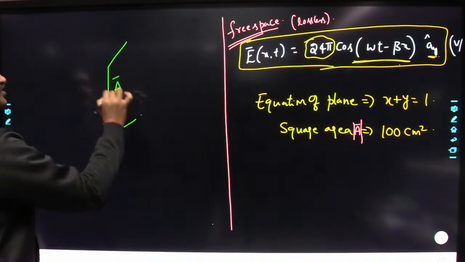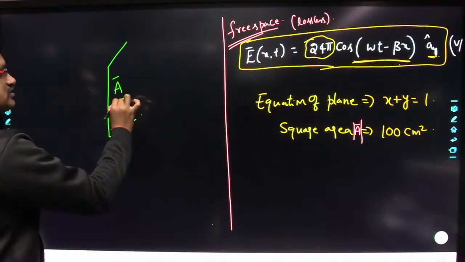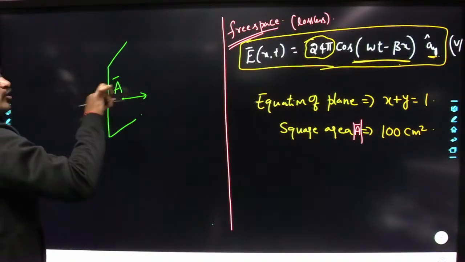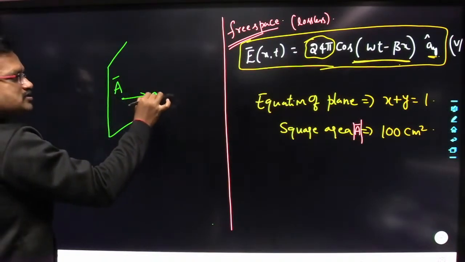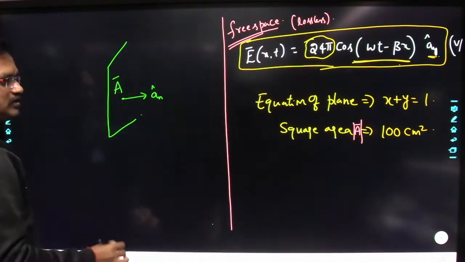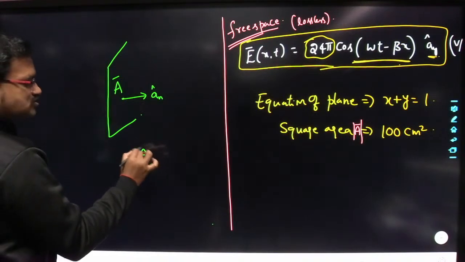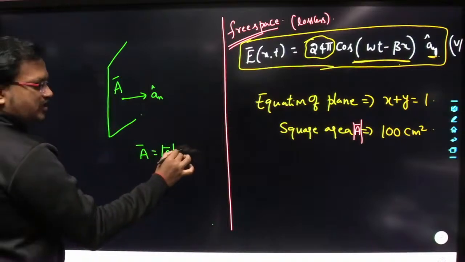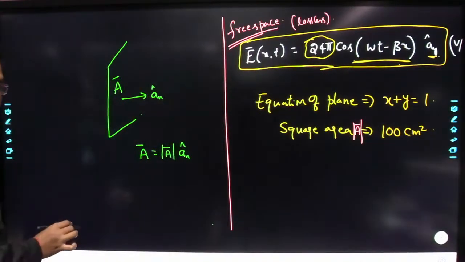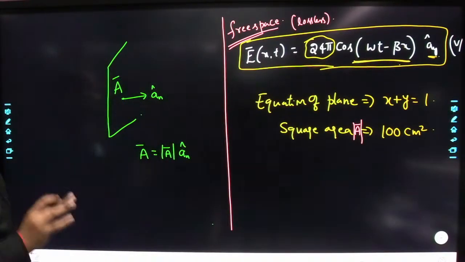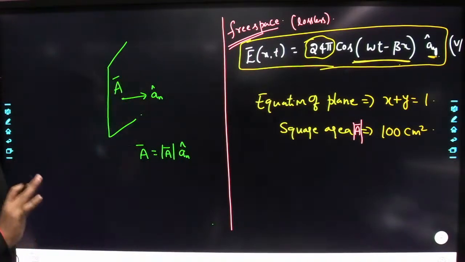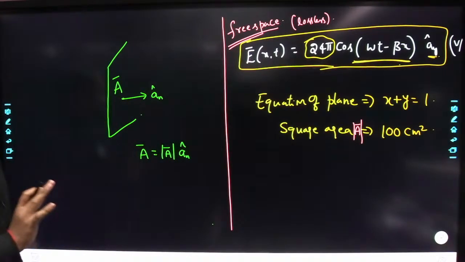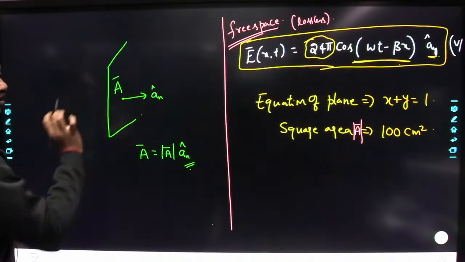And the direction of this area is always given by what? It is always given by the unit normal drawn to this surface. If I draw a unit normal to this surface, it is going to point in this direction, which I am representing with AN cap. So A bar is equal to the magnitude of A bar, and its direction is along AN cap. The direction of any surface is given by the unit normal drawn to that surface. So I can represent A bar as magnitude of A bar into AN cap, where AN cap is the unit normal drawn to that surface.